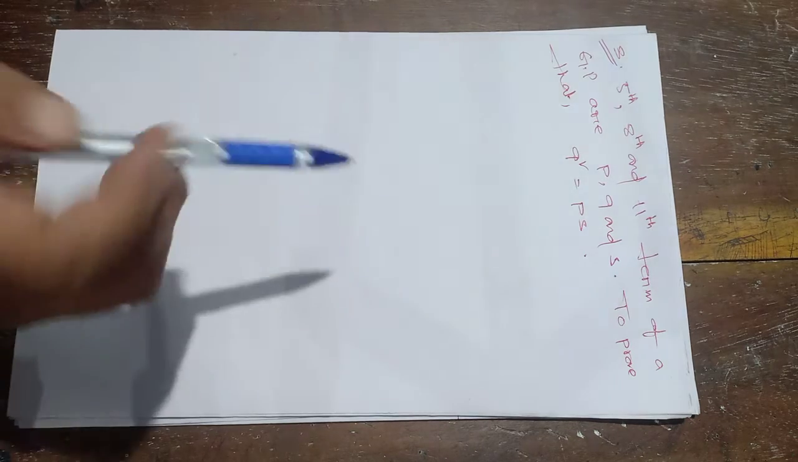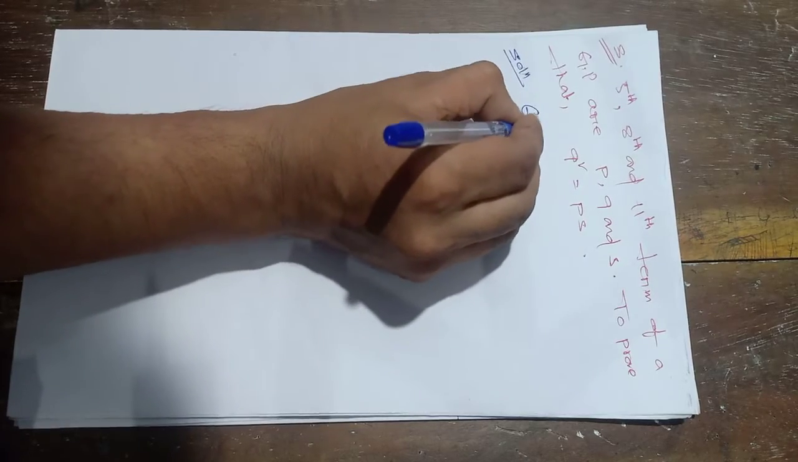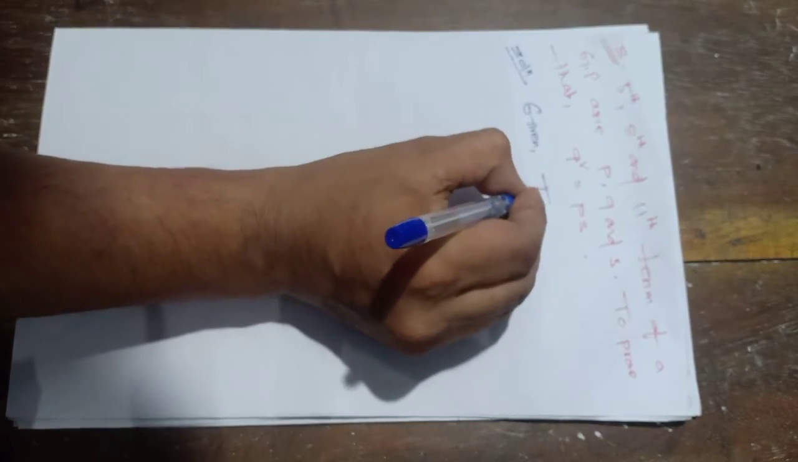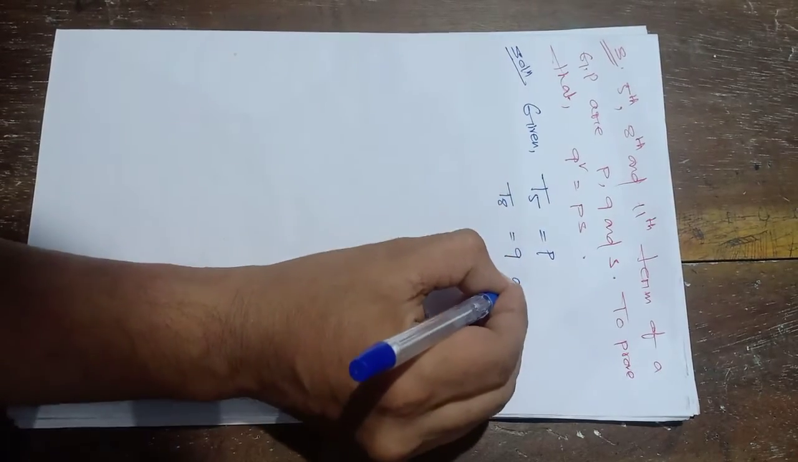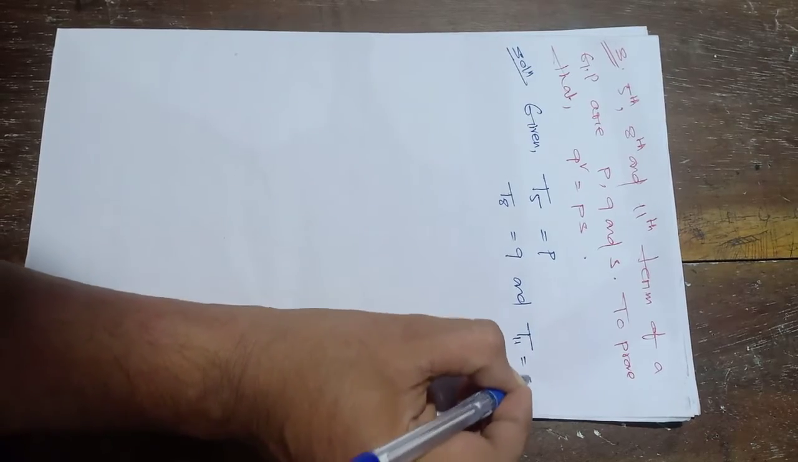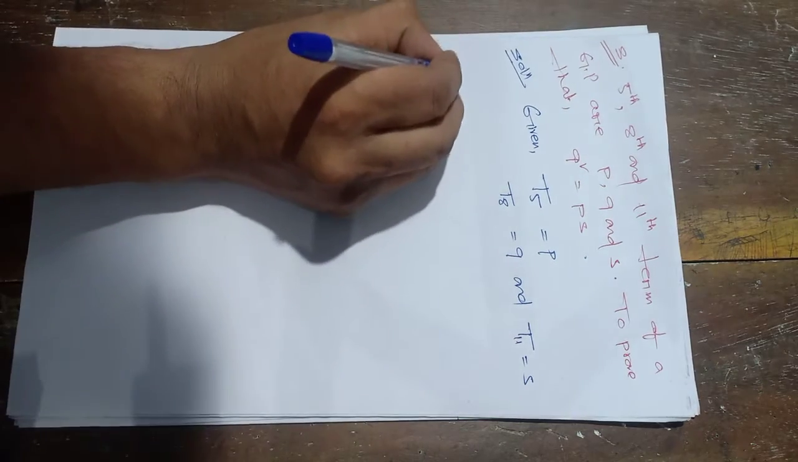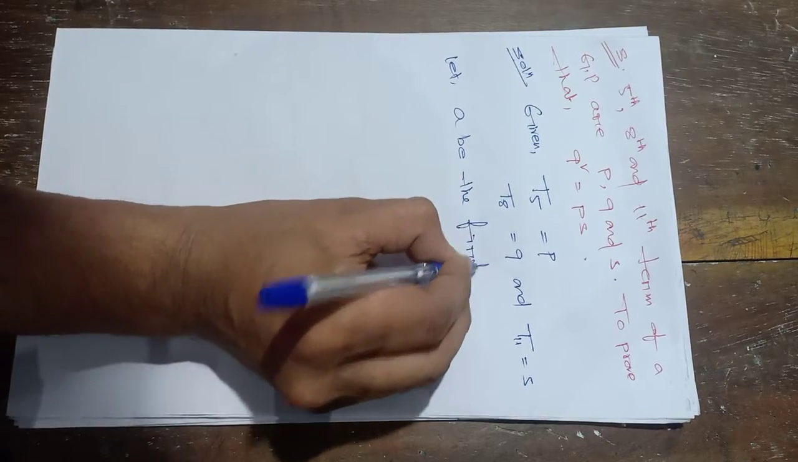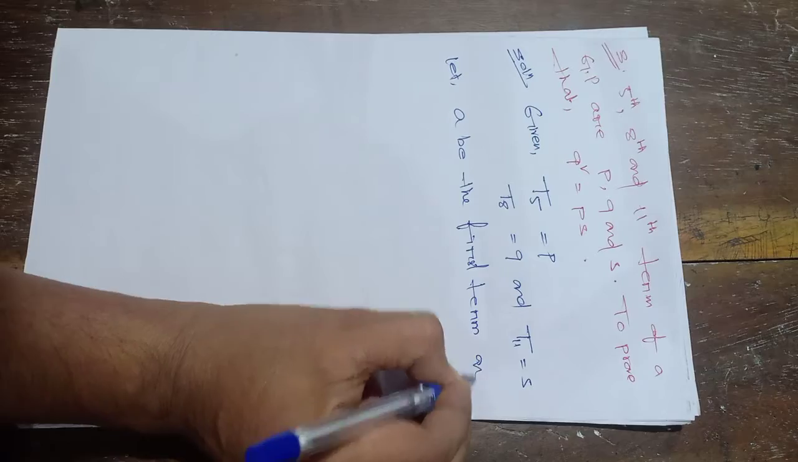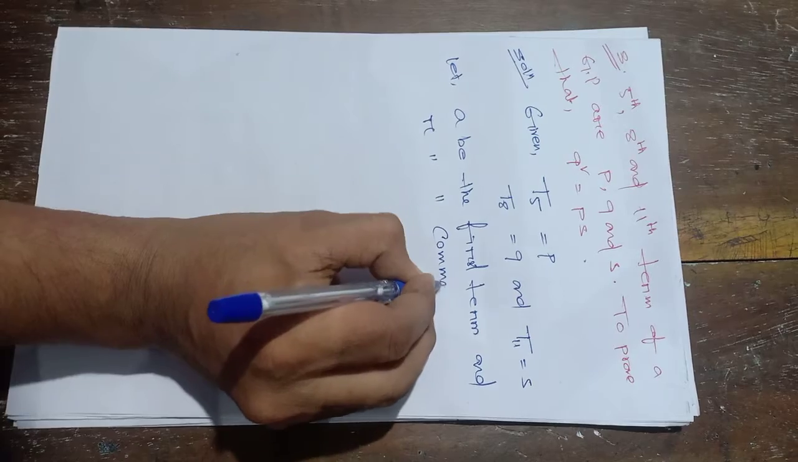The 5th term, 8th term and 11th term of that particular GP are given as P, Q, S. The solution: what is given? T5 is given P, T8 is given Q and T11 is given S. Since the first term and the common ratio are not given, let A be the first term and R be the common ratio, right?